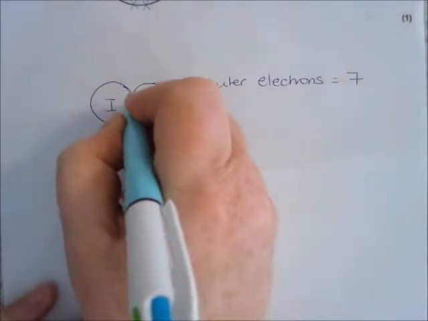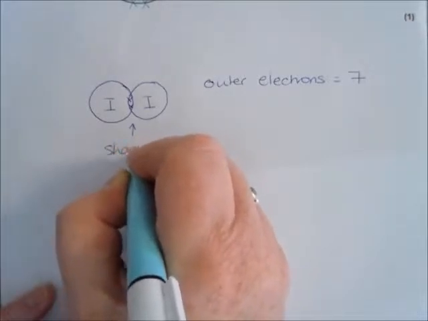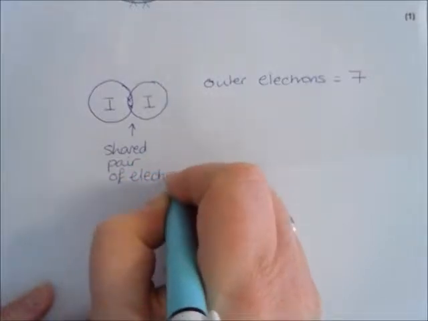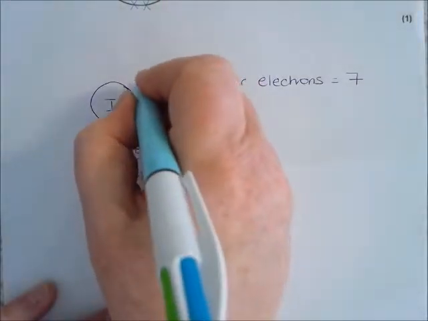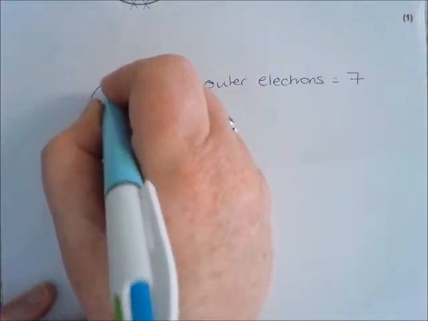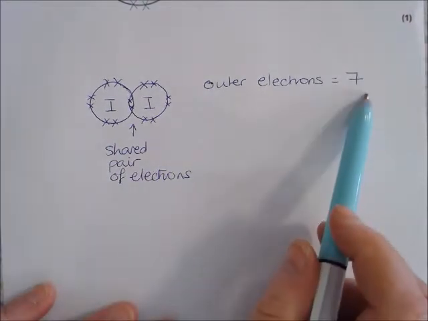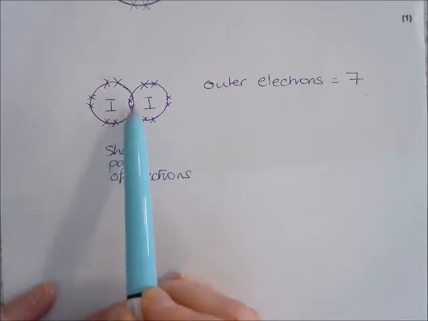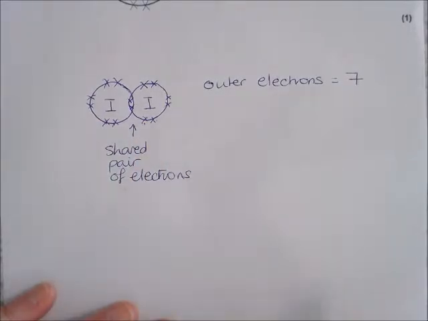That means we need 2 electrons in the overlap, because that's going to give us our shared pair of electrons. And then we've got 6 more for each iodine. So 1, 2, 3, 4, 5, 6. Same again on the other iodine. And if we count up, we should have 2 times 7, should have 14 electrons in total. And there we go, 14 electrons in total.